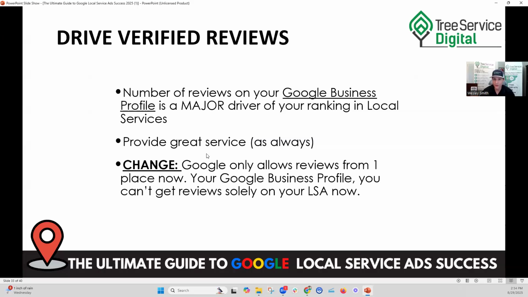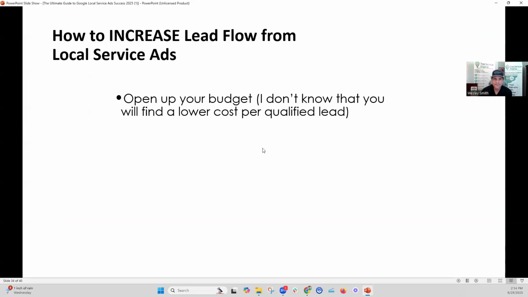One of the changes, though, we just talked about this: Google only allows reviews from one place now. So your Google business profile, which is essentially your Google map listing. That's what shows up on the maps with your 5-star rating and 274 reviews or whatnot. So you can't get reviews only on the LSA anymore.